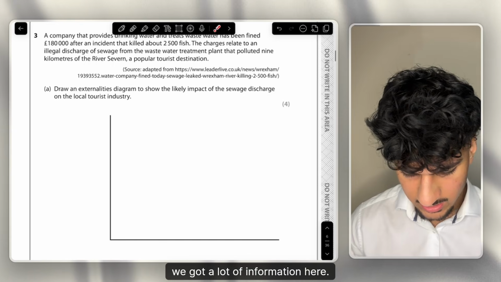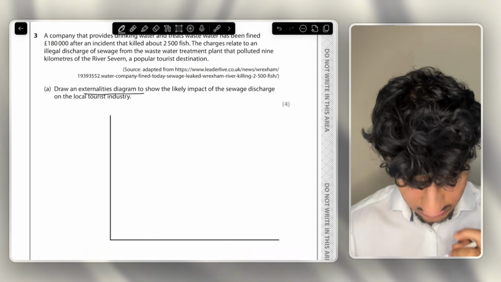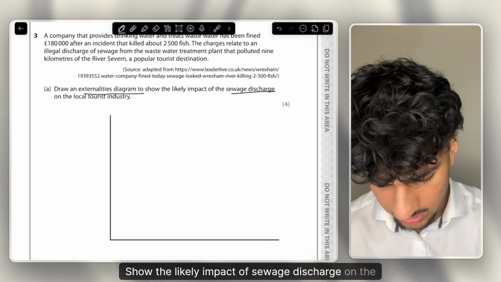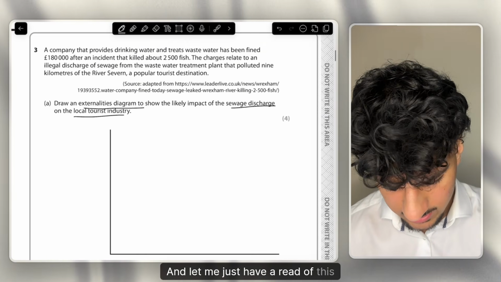Ooh, we've got a lot of information here, and let's see what it's asking us. Draw an externality diagram, this is a good one, to show the likely impact of sewage discharge on the local tourist industry. Sewage discharge, and let me just have a read of this.